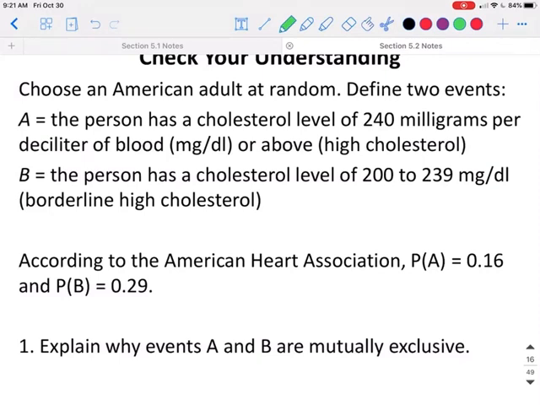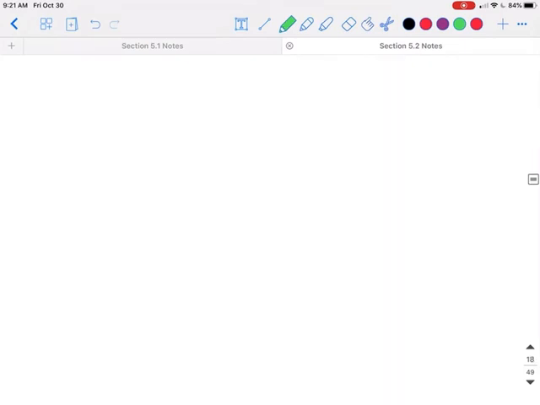It is not possible that one person has a cholesterol that is between 200 and 239 and a blood cholesterol level that is also 240 or above. Since a person cannot be in both groups, these are mutually exclusive events.